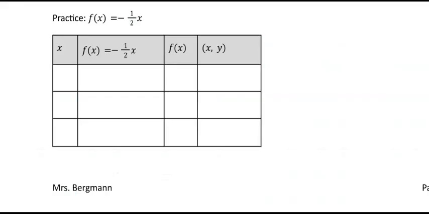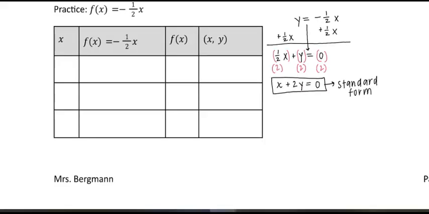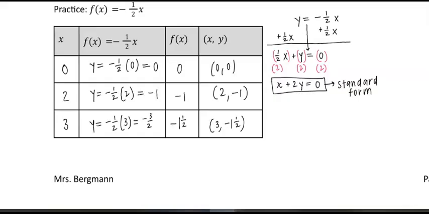Alright, I want you to try this practice problem, put it in standard form, and then make a graph for the equation. In standard form, your equation looks like this: x plus 2y equals 0. You get that by moving the x term over, and when you do that, you're left with nothing on the right. To represent that, you put a 0, and then to get rid of the fraction, you multiply every term by 2. For the table, you can pick any values you want for x.